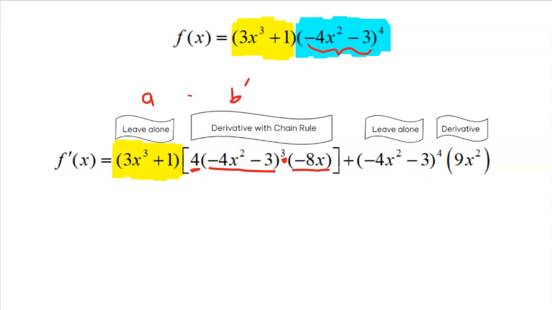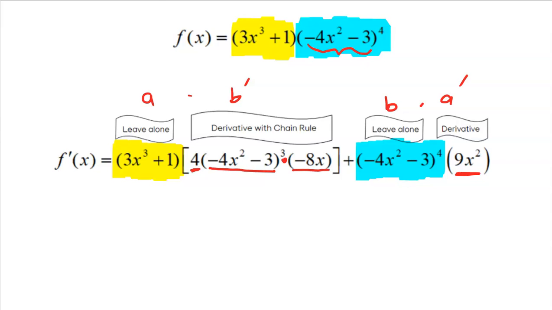Now I got to go to the back. This time I'm going to leave the back part alone. There it is, negative 4x squared minus 3 to the 4th, left completely alone. And I'm going to multiply by the derivative of the front part, the derivative of a in this case. 3 falls down in front, makes a 9. New power is 2. The derivative of 1 is 0. So there's my derivative right there of that first part a. So this is b times the derivative of a, a prime. All right, that's actually it. I am 100% done with the product rule.